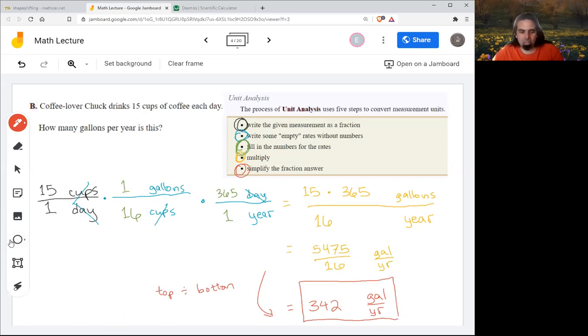So those are the 5 steps of unit analysis. Write what they give you as a fraction. Multiply it by 1 several times, which has 2 steps. Make the words cancel until you have what you want on the top and on the bottom. And then fill in the numbers to make it true. Then multiply across the top, multiply across the bottom, because that's what we do with fractions. And then top divided by bottom to make it one number.